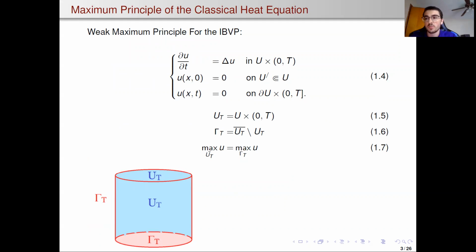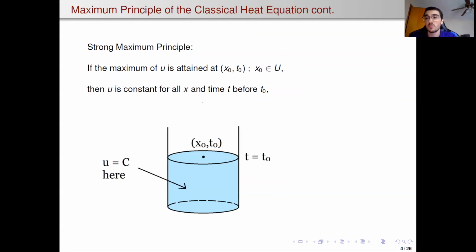So to begin, we're going to go over some background information of the classical heat equation. So first, we have the weak maximum principle, which states that the maximum of u on the closure of the domain, as defined in 1.5, is equal to the maximum of u on the parabolic boundary, as defined in 1.6. Then we have our strong maximum principle, which states that if the maximum of u is attained at (x naught, t naught) in the domain, then u is constant for all x and time before t naught.